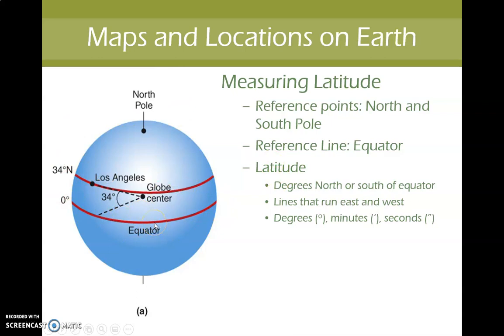These are parallels, meaning they'll never intersect, and they go from 0 up to 90, which is a point, at the North Pole, or south to the South Pole, which is a point. The rest of these are measuring distances north and south of the equator. So 34 degrees north is where you'll find LA.